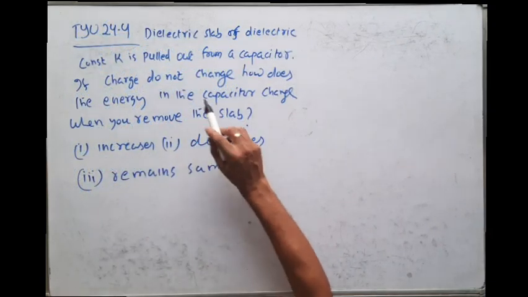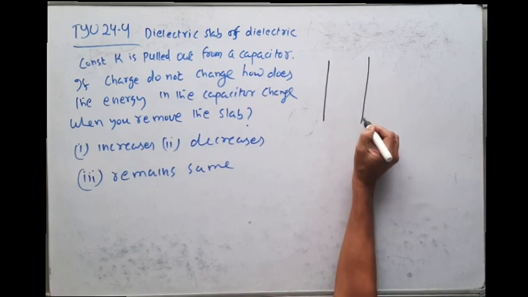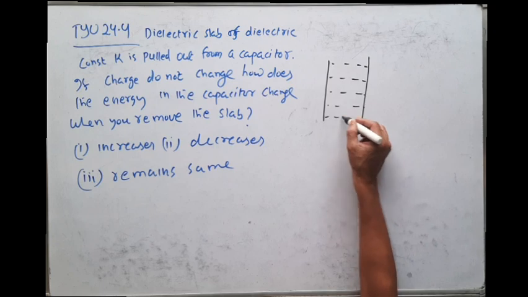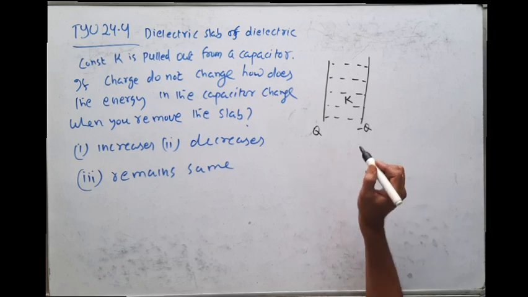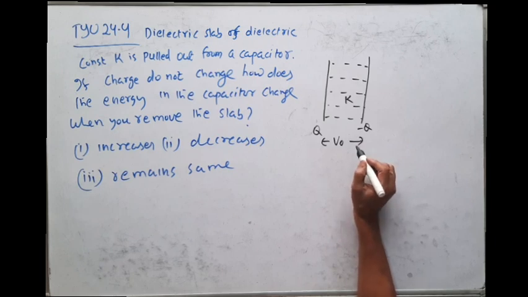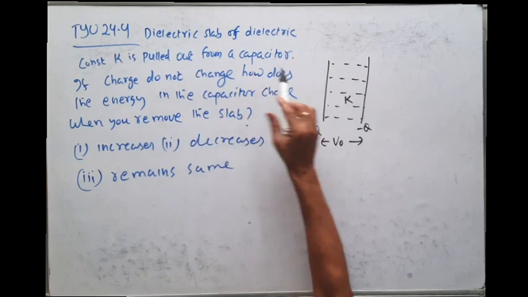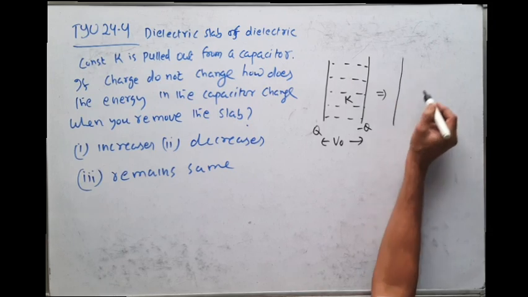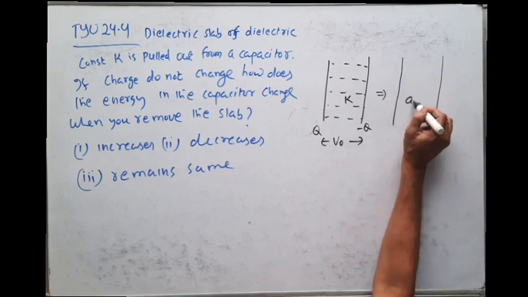Now this is test and understanding 24.4. You see, the question is given like this. Suppose this is a parallel plate capacitor where there is a dielectric inside the plates. The dielectric constant is K. Let us say the charge is Q, here it is minus Q, and the potential difference is say V naught. Okay. So now what will happen if the dielectric slab of dielectric constant K is pulled out from the capacitor?